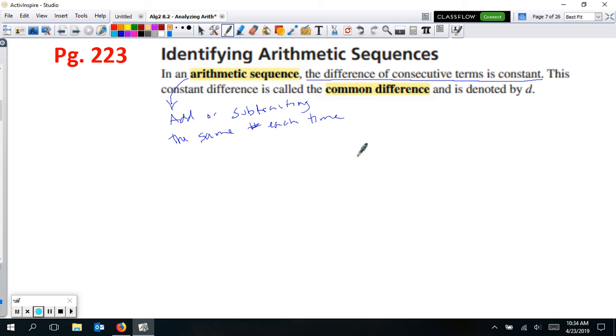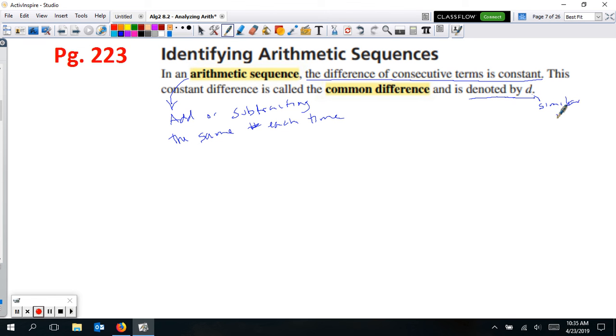And that same number is called the common difference. So the common difference is that constant difference that you're either adding or subtracting. You can write down that the number that you're adding or subtracting every time is called the common difference. It is denoted by d. So when we see the letter d, that's going to represent the common difference. That's going to represent the constant rate of change. It's very much similar to the slope, which is your constant rate of change. So you may want to put that down here.